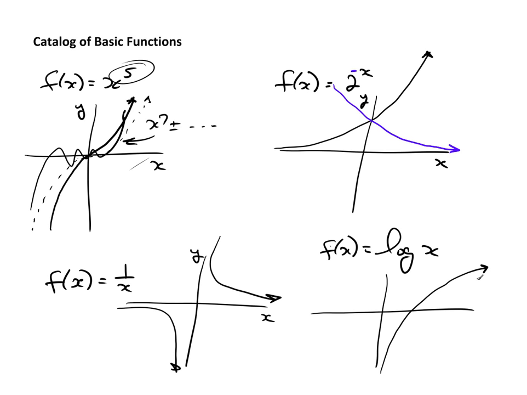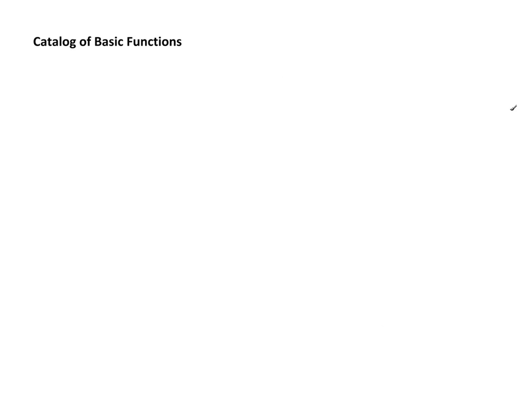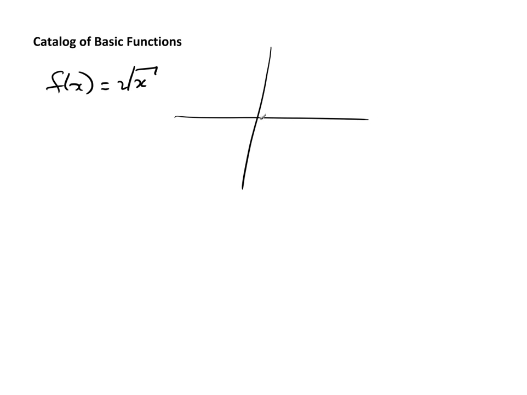Actually, I think I lied to you. I should go ahead and do one more. F of x equals the square root. Oops. There we go. Square root of x. It'll look like this.